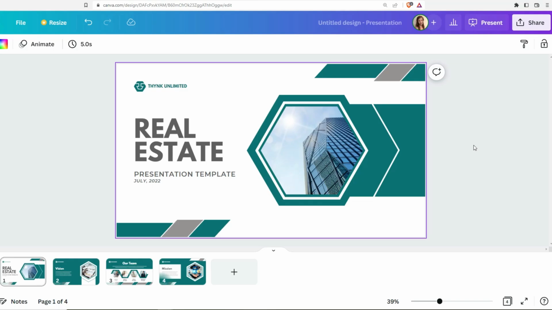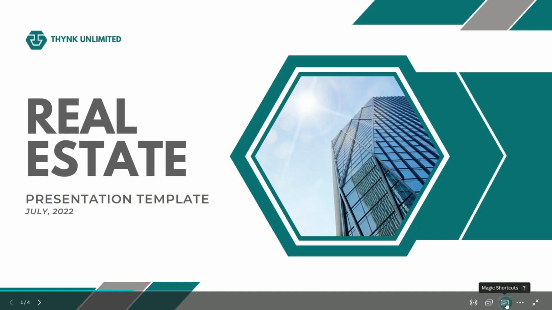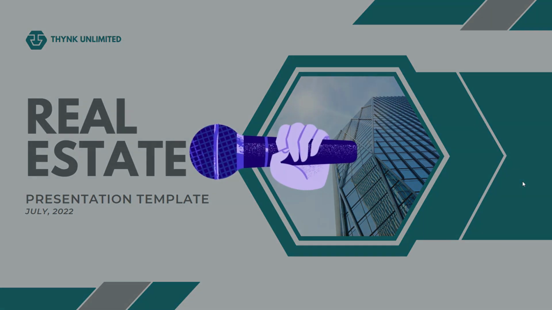Magic shortcuts. You can use them in Canva Presentation. Start to present, and under this keyboard you will find all magic shortcuts. You will see these letters, which you can also type on the keyboard. Something like that.